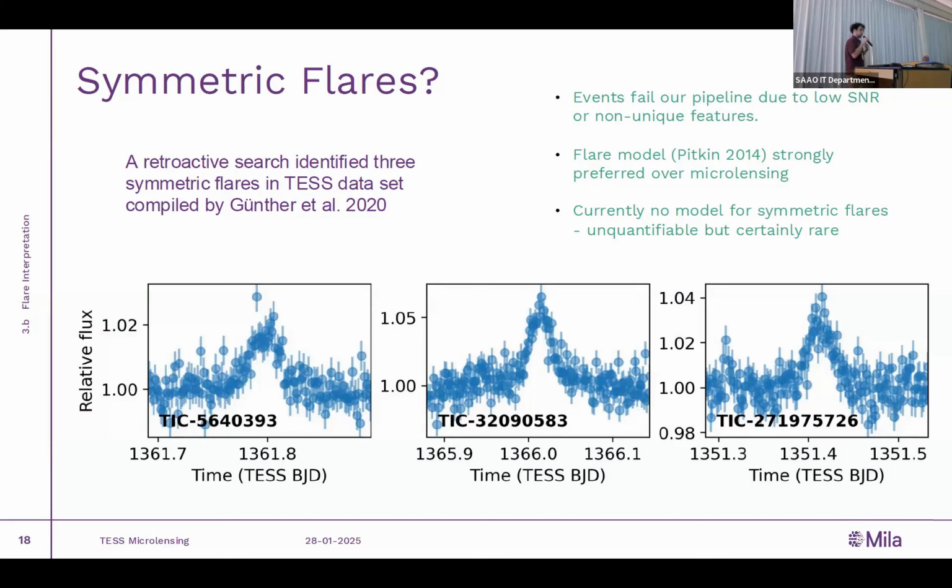So this is all to say that our primary event is still unique in that it is not distinguishable from microlensing at the level of simply the data of the light curve. And I should also say, there is no current data-driven model for symmetric flares, so there's no likelihood we can evaluate to compare a symmetric flare with microlensing, which is a huge gap in our knowledge currently.